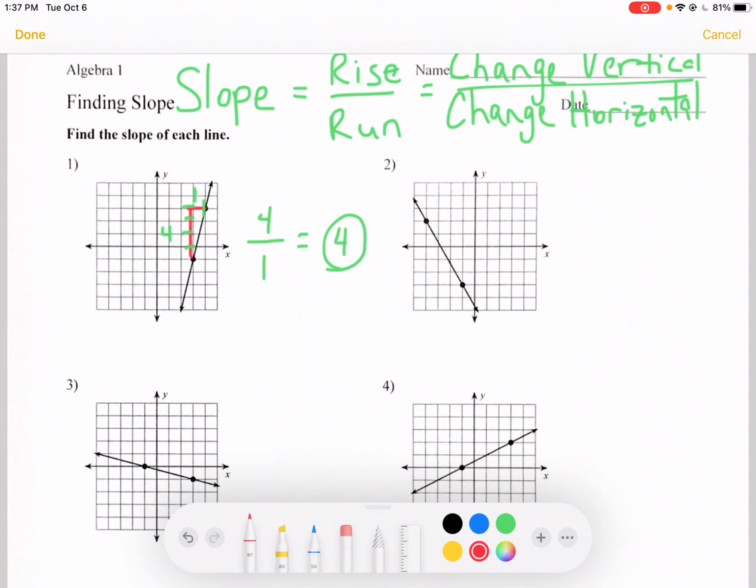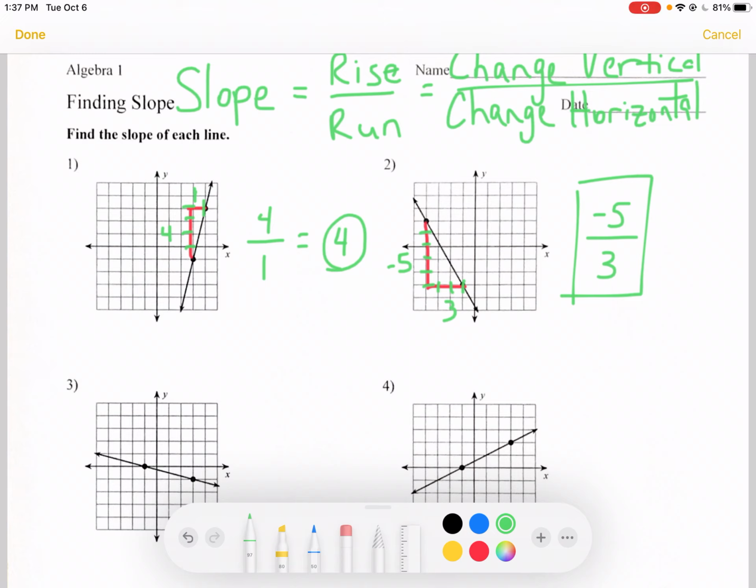So let's look at another one on number 2. Start at the leftmost point, draw your slope triangle, and then count the points, or count the spaces. So 1, 2, 3, 4, 5. And since we went down, we're going to call that -5. And then I'm going to go to the right, 1, 2, 3. So my rise was -5 and my run was 3. And I can't reduce that, so I'm just going to go with that.